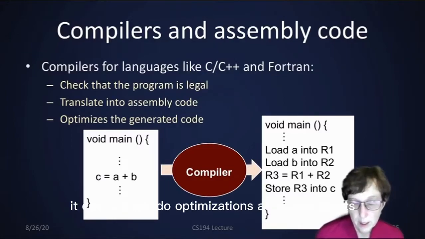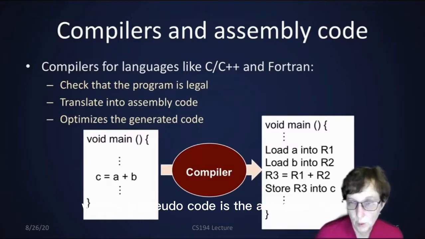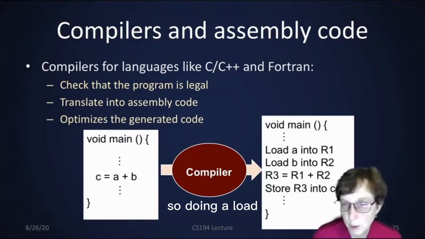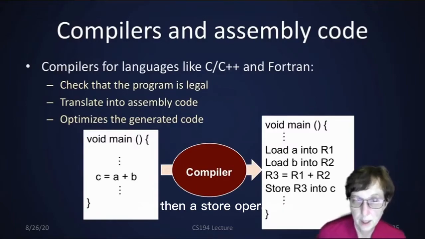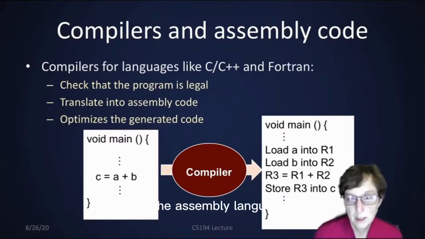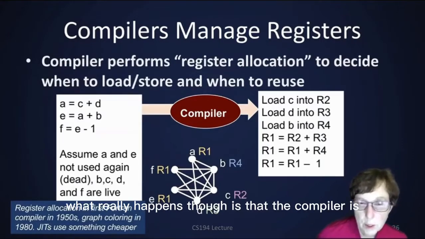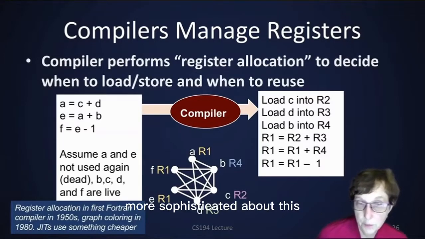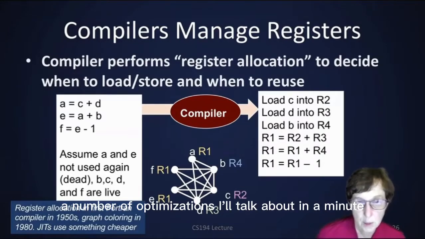And so it can actually do optimizations at various points, but what we've got here on the right-hand side written in pseudocode is the assembly code. So doing a load, doing a couple of loads in addition, and then a store operation. So those all look pretty close to what you would see in the assembly language for a particular architecture. Now, what really happens, though, is that the compiler is more sophisticated about this. It does, as I said, a number of optimizations I'll talk about in a minute.